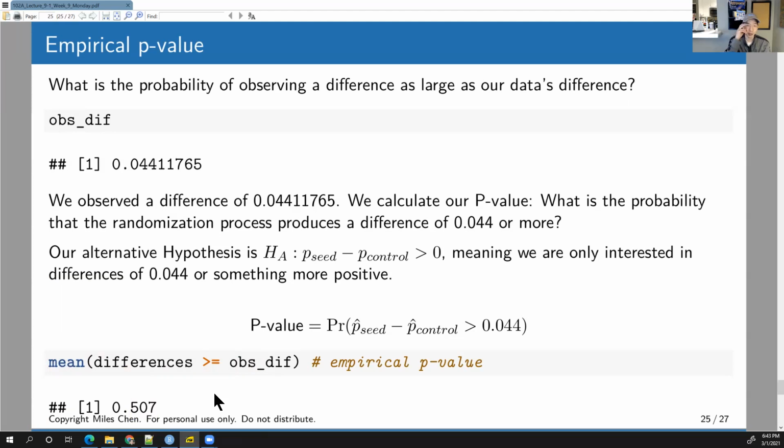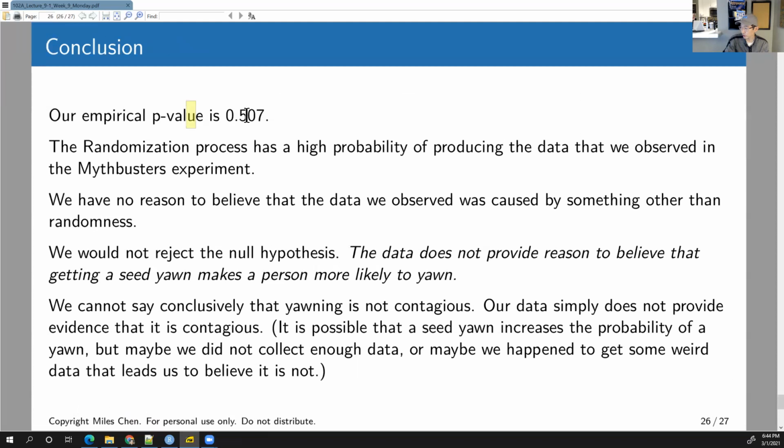So let me just pause there, and I just want to make sure this makes sense. How I'm getting this empirical p-value of 0.507. Does that make sense? The calculation, why I'm comparing the differences to the observed value to get my empirical p-value. It's okay? All right, great. And so my empirical p-value is 0.507. What this means is that the randomization process has a high probability of producing this difference of 0.044.